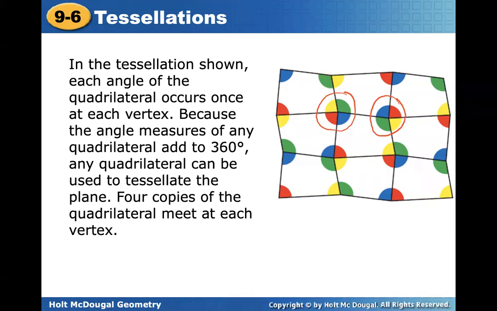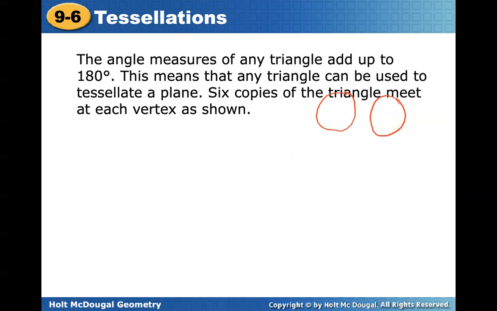The 4 corners of that quadrilateral meet at each vertex. So we've kind of shifted them over. You can see how we've rotated them or reflected them or whatever, got it to look different like that.